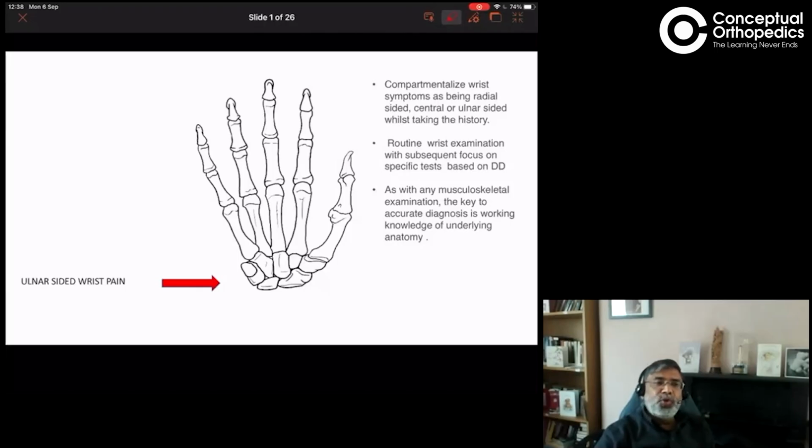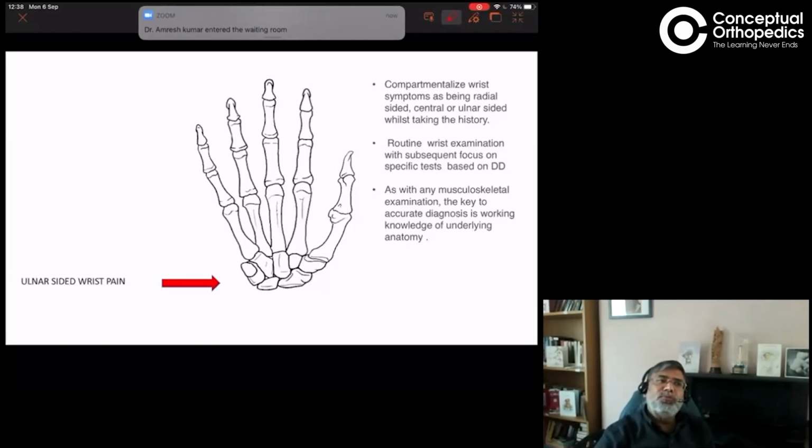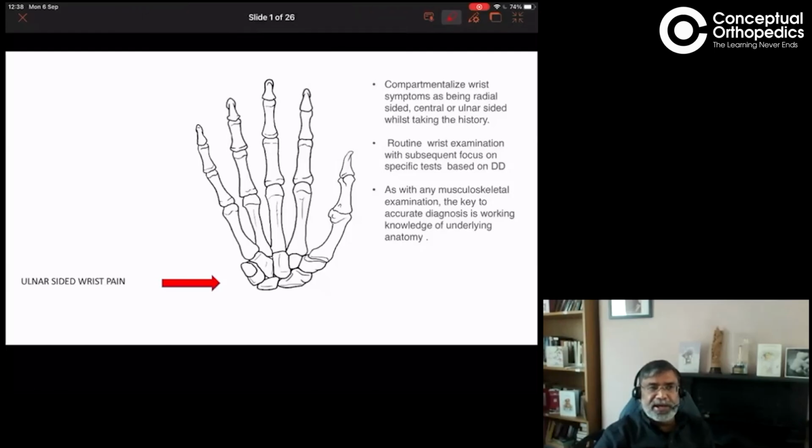Here, you will start with a history to point you what condition it likely to be, and then the second aim will be quickly start examining exactly same as you will do look, feel, move, measurement, some special test, and to come to, if not a specific diagnosis, at least a good two or three differential diagnosis. And as with any musculoskeletal examination, the key to make a diagnosis is knowing an anatomy of that area.